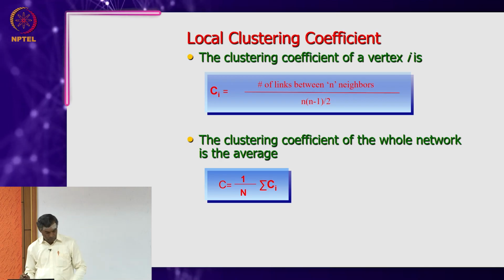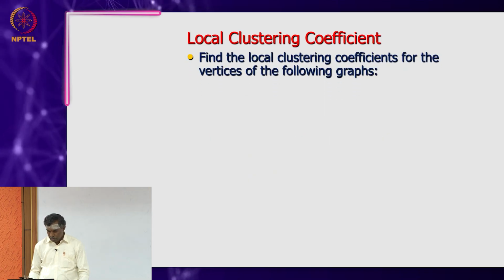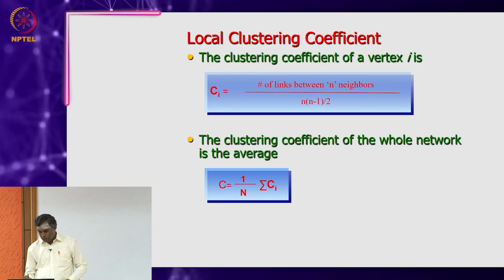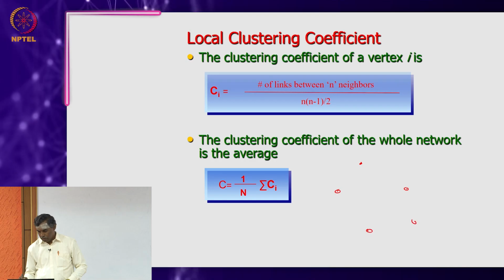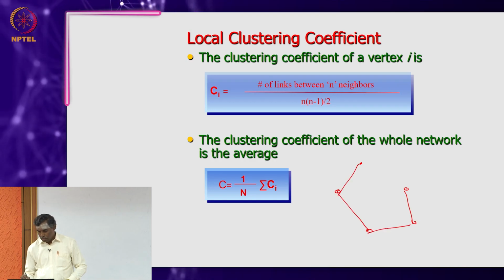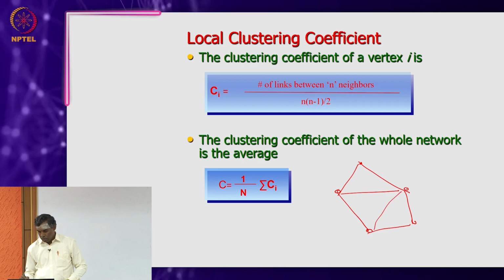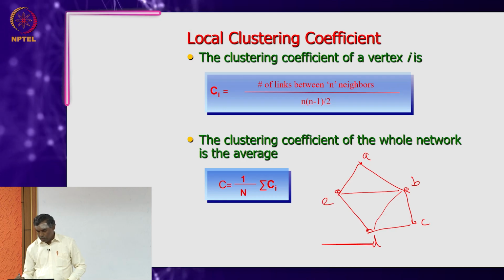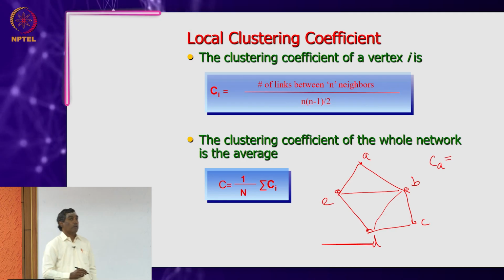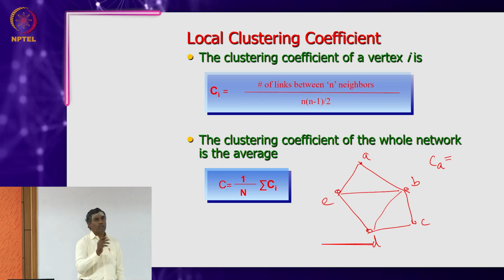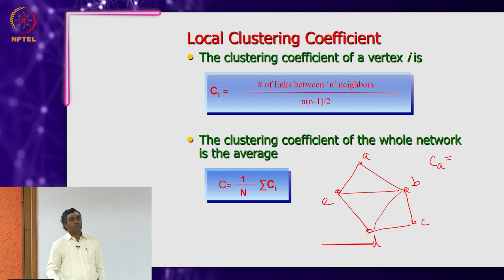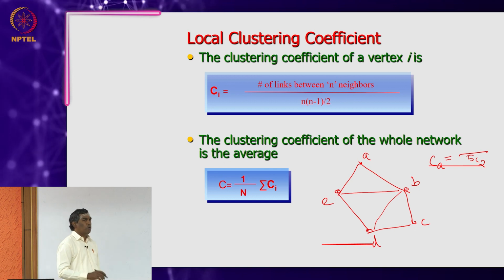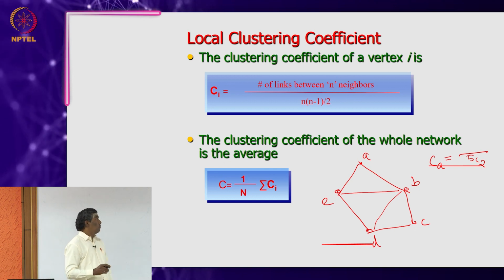I think I have a graph example. If you look at this graph, I take it something like that. I label the vertices A, B, C, D, E. Can anybody say what is CA? The denominator is 5 choose 2. What is the numerator? The number of links between the neighbors.